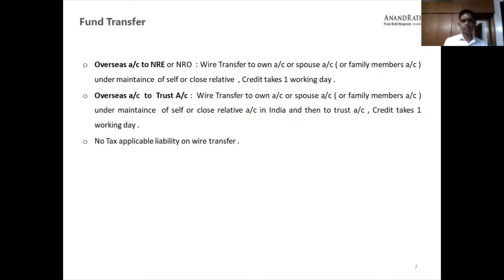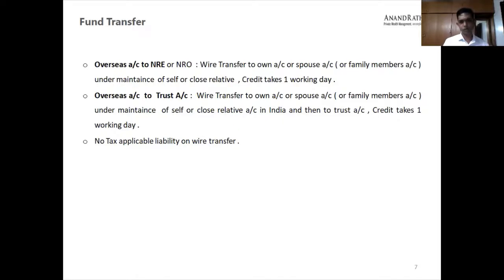Similarly, the wire transfer works on a trust account. It can be transferred directly from your account to the trust account, or it can be routed through any of the family members' accounts. Again, the route is very simple. But if you directly route the money from the overseas account to the trust account as a gift, then we would be charged a gift tax.